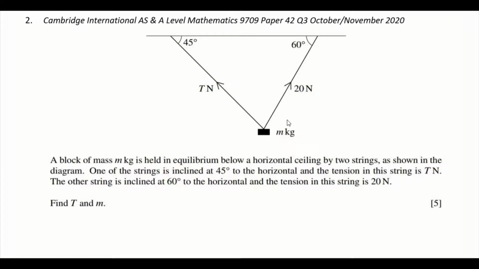So what we have here is the weight as well. We know this is the mass, right? So the weight that applies here is actually 10 m, because we have mg, so 10 times m.